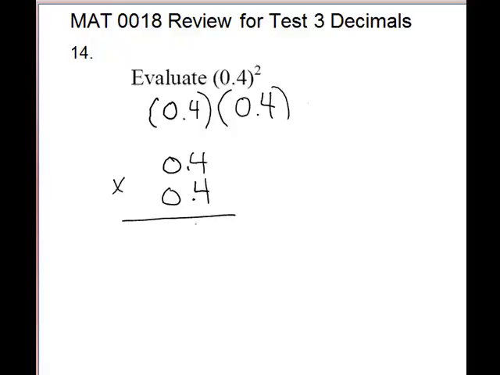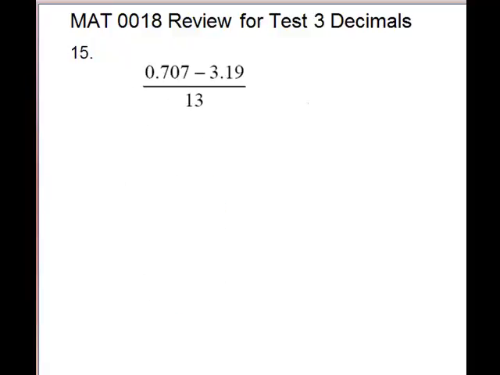And then we multiply. 4 times 4 is 16. 4 times 0 is 0 plus the 1 we carried. 0 times 4 is 0. 0 times 0 is 0. 6, 1, 0. We're adding. And then we count our total decimal places. We have 2 digits after the decimal. That's what we need in our answer. So go in from the right, go toward the left, 2 places. So 0.16.